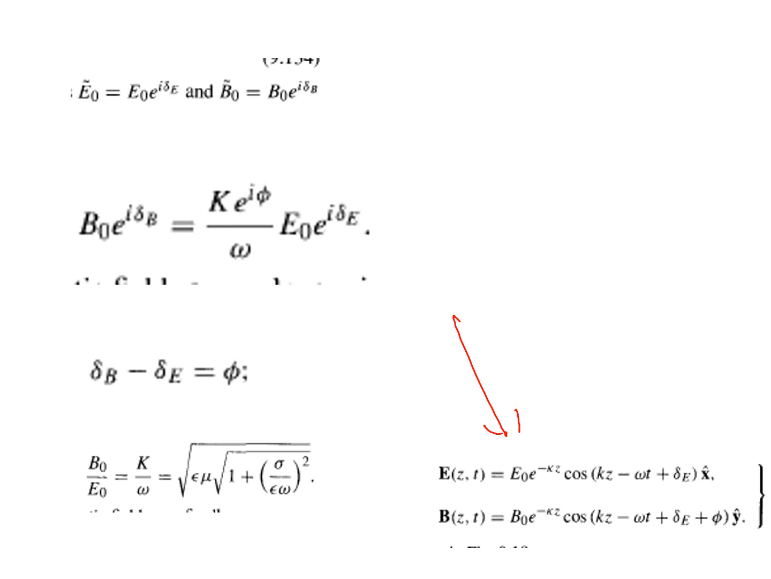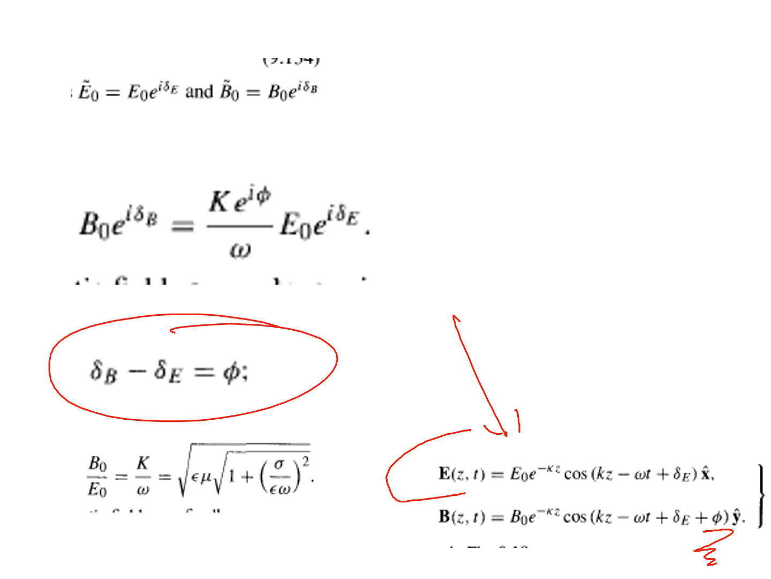Now, from the complex notations, we are going to the normal expression for the electric field: E equals E0 e to the power minus kappa z cos of kz minus omega t plus delta, and B equals B0 e to the power minus kappa z cos of kz minus omega t plus delta plus phi. There is a phase difference between them that we obtained from delta B minus delta E. And this is e to the power minus kappa z. So these are the expressions for the electric field and magnetic field of an electromagnetic wave when it is propagating in a conducting medium.